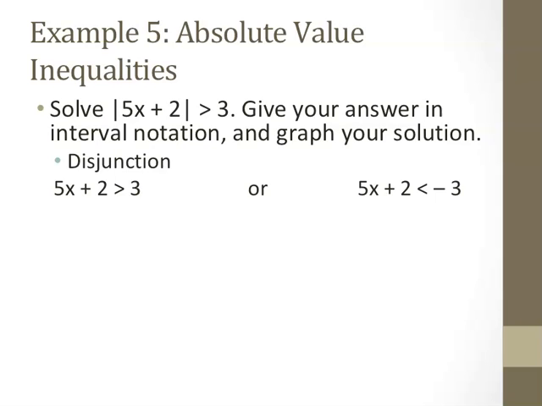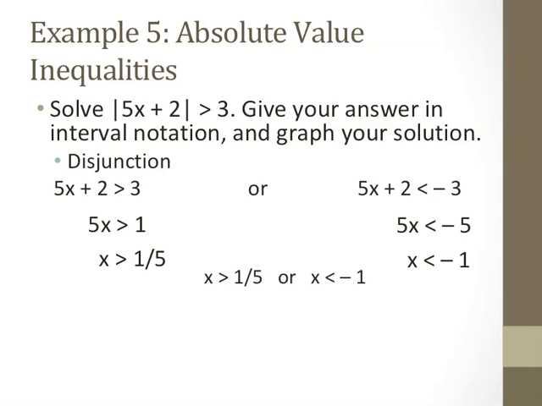In the first inequality, we can subtract 2 from both sides. We'll have 5x is greater than 1. Divide by 5, we have x is greater than 1/5. In the second inequality, subtract 2 from both sides. We have 5x is less than negative 5. Divide both sides by 5, we have x is less than negative 1. And so combining both of these statements, we're saying that x is greater than 1/5 or x is less than negative 1.